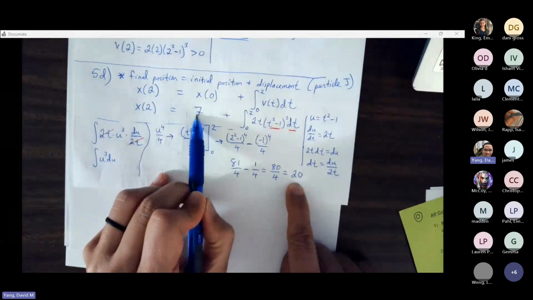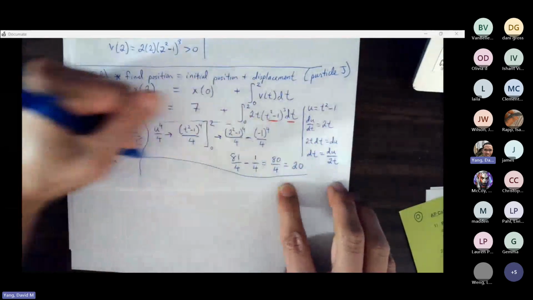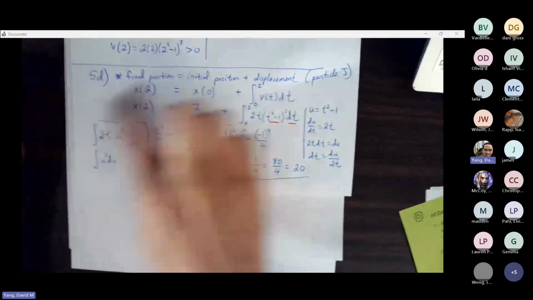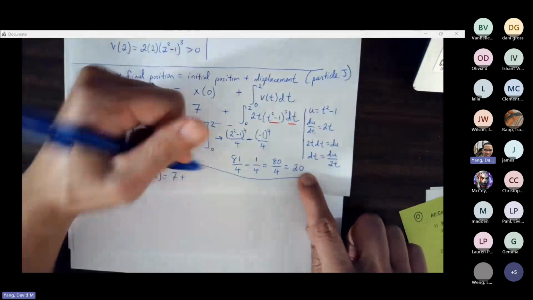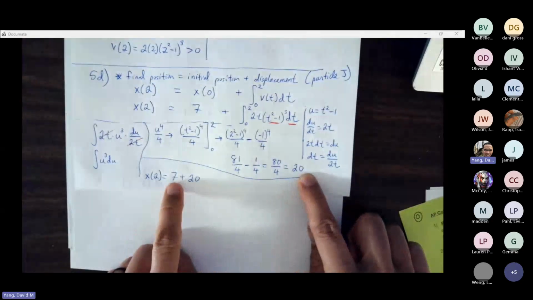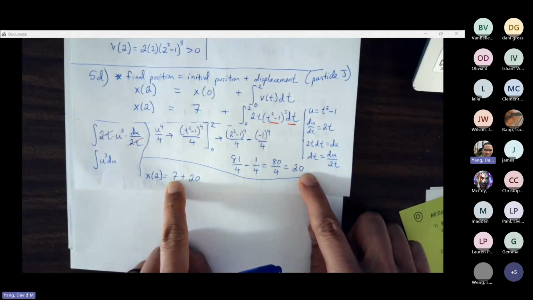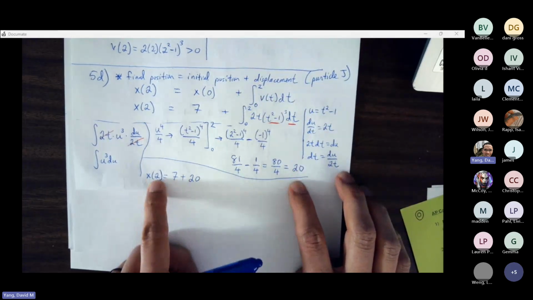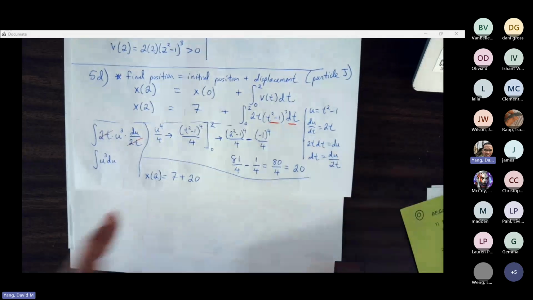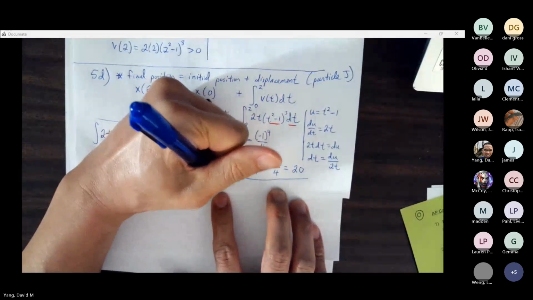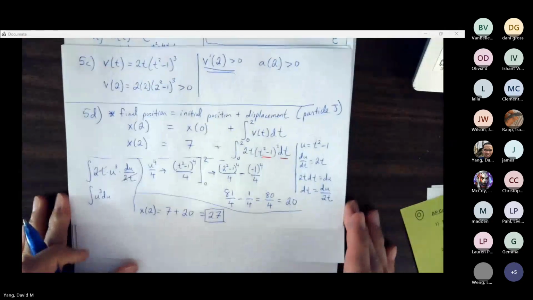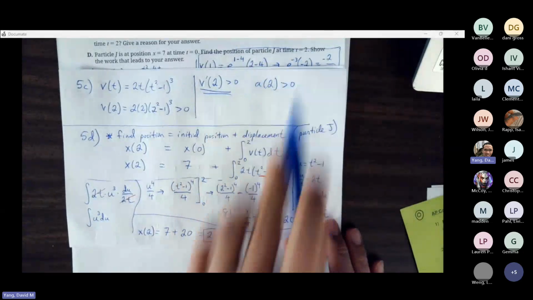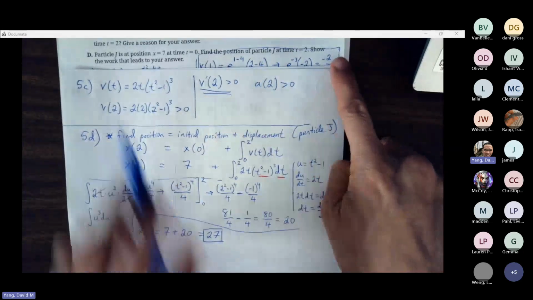I have my initial location of 7. So let me recap here. So x of 2 is therefore x of 0, which is 7 plus, and all this work gets us to a displacement of 20. So that means this particle starts off at position 7, and then over the next 2 seconds, it's going to move to the right 20 units. And so at 2 seconds, it's going to be at location 27. Okay, find the position of the particle at time t equals 2, and then we've shown the work that leads to our answer.